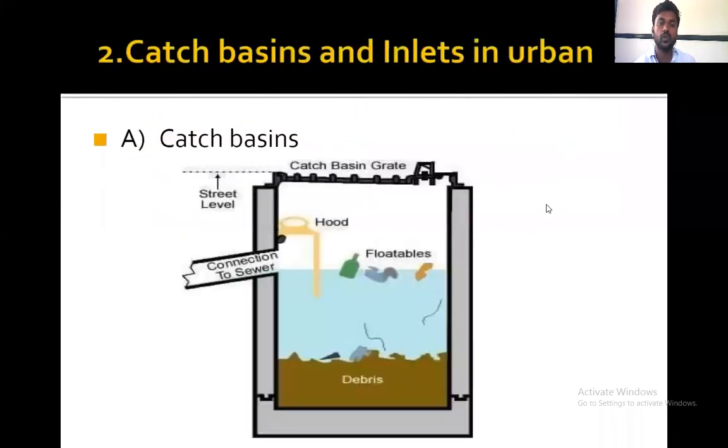Before that, please draw a rough figure of the catch basin. Draw fast. By the figure, you can easily understand the theory behind it. Draw the figure quickly.